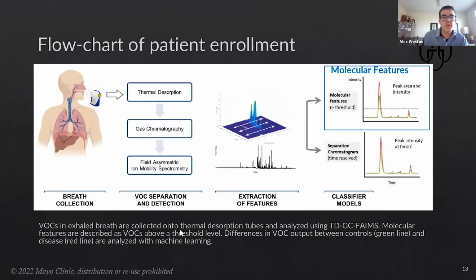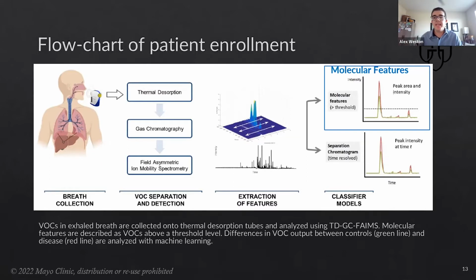So this is just a flow chart of our sample collection protocol. One thing that I want to mention that I think might be a little bit unique to our study is our use of these molecular features. So from the spectrogram signal, we defined a molecular feature as any peak that exceeded a certain threshold. And it's a little bit of semantics here, but we're defining these as molecular features, not necessarily as VOCs.